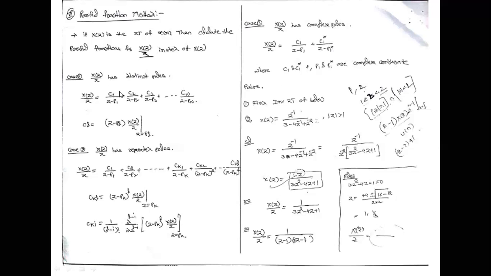There are three cases. If the given function has distinct poles, you can follow the first one. If the given function has repeated poles, you can follow the second. And if the given function has complex poles, follow the third.